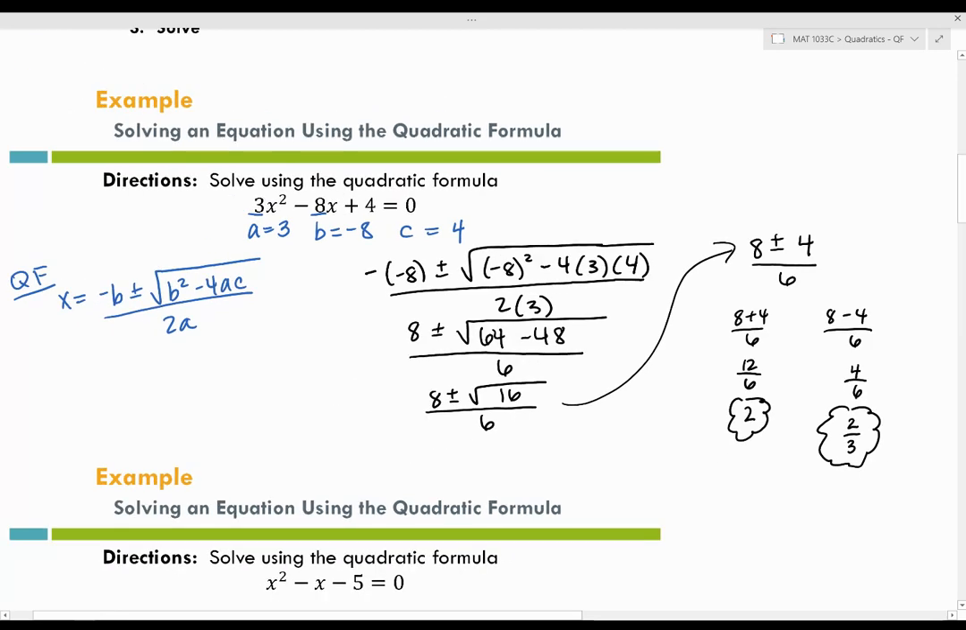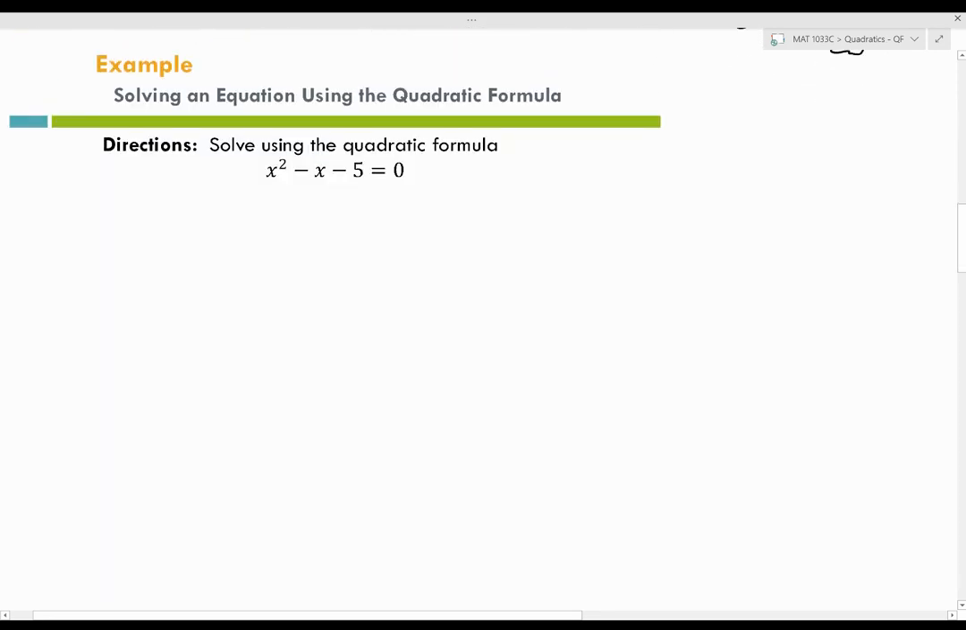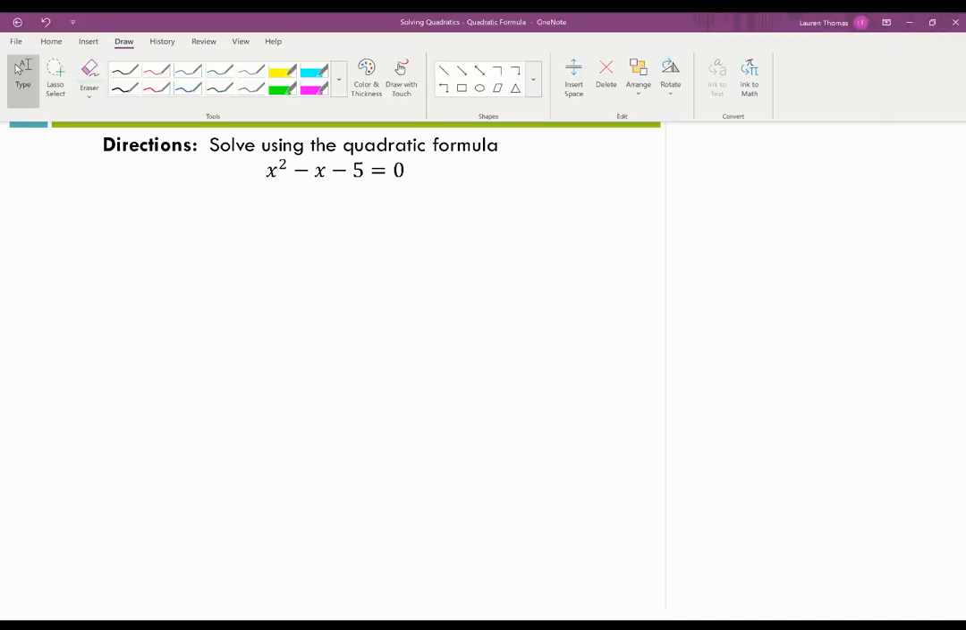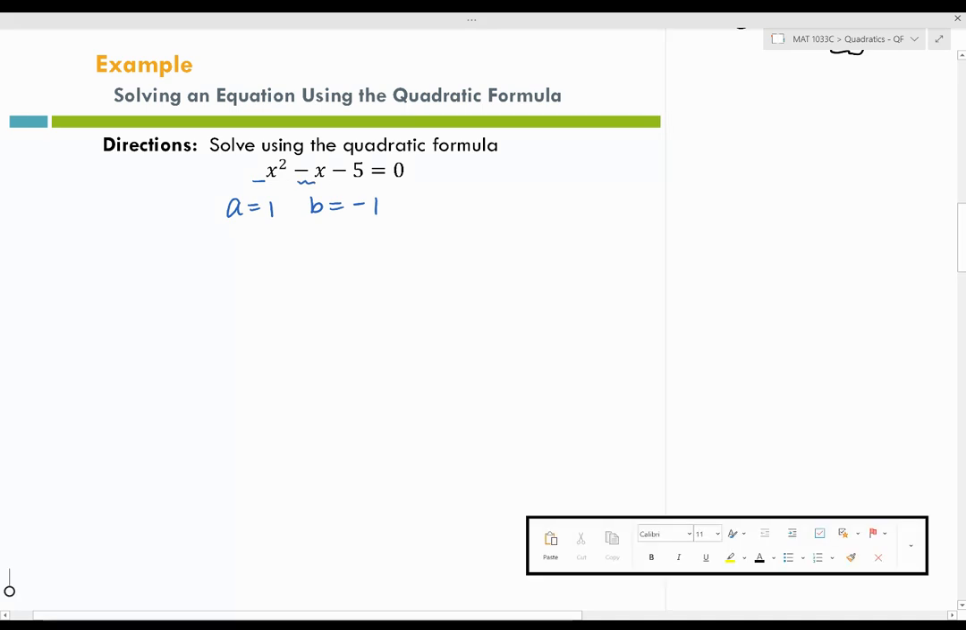Cool. Let's look at the second example. For this example, we have the same steps. Solve using the quadratic formula. Step 1 is to make sure that our problem is in standard form. It is. Step 2 is to identify what a, b, and c are. Well, a is 1, b is negative 1, and c is negative 5.